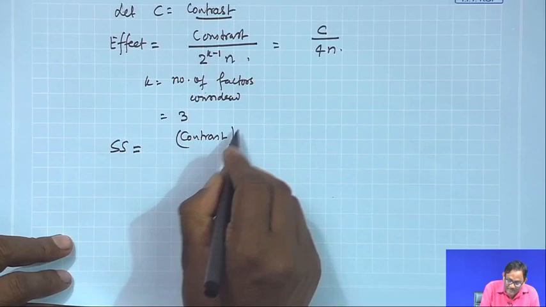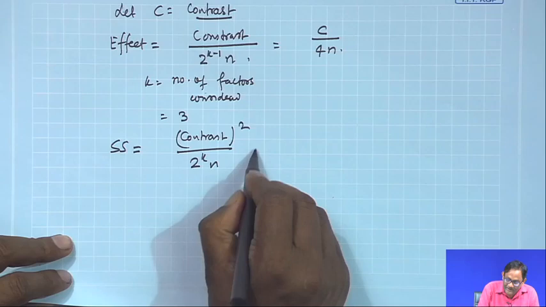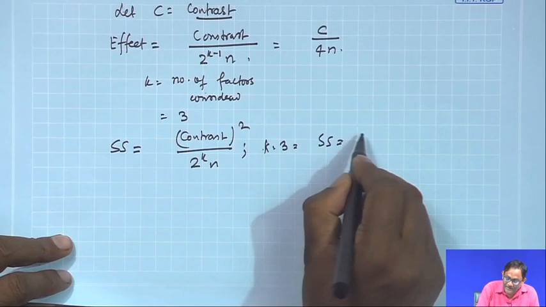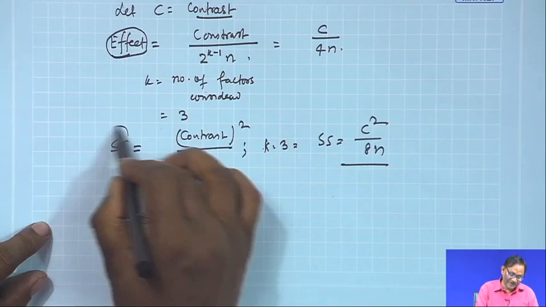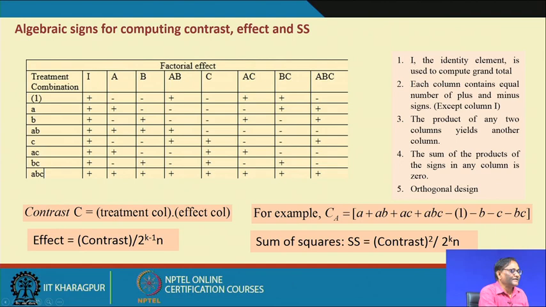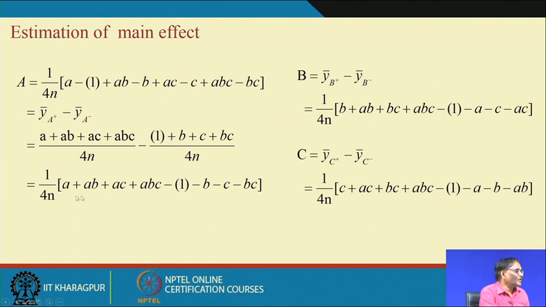Similarly, the sum of squares will be contrast squared divided by 2 to the power k into n. So for k equal to 3, SS will be C squared by 8n. Now, you have already seen what the contrast values are, so you will be able to compute the effect as well as SS. This is what is given in this slide. The main effect A contrast is A plus AB plus AC plus ABC minus 1 minus B minus C minus BC. When divided by 4n, this gives you main effect A, similarly main effect B, similarly main effect C.